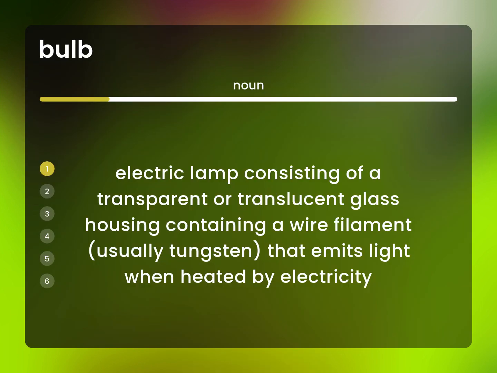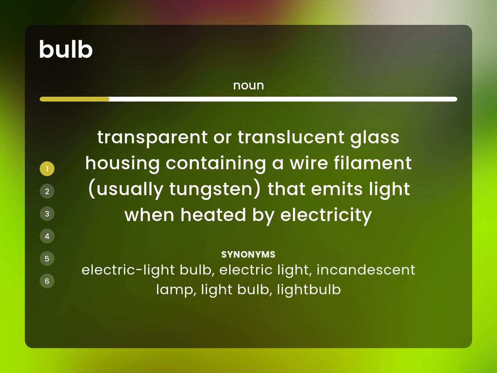Electric lamp consisting of a transparent or translucent glass housing containing a wire filament, usually tungsten, that emits light when heated by electricity. Electric light bulb, electric light, incandescent lamp, light bulb.